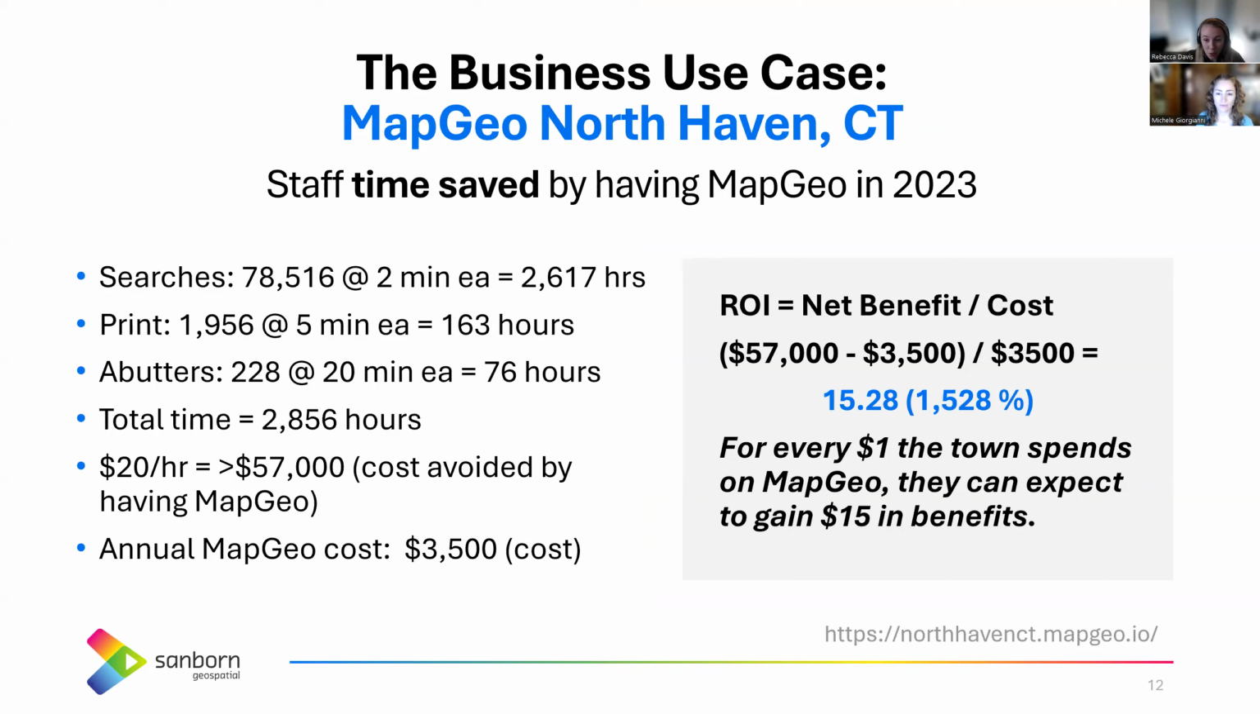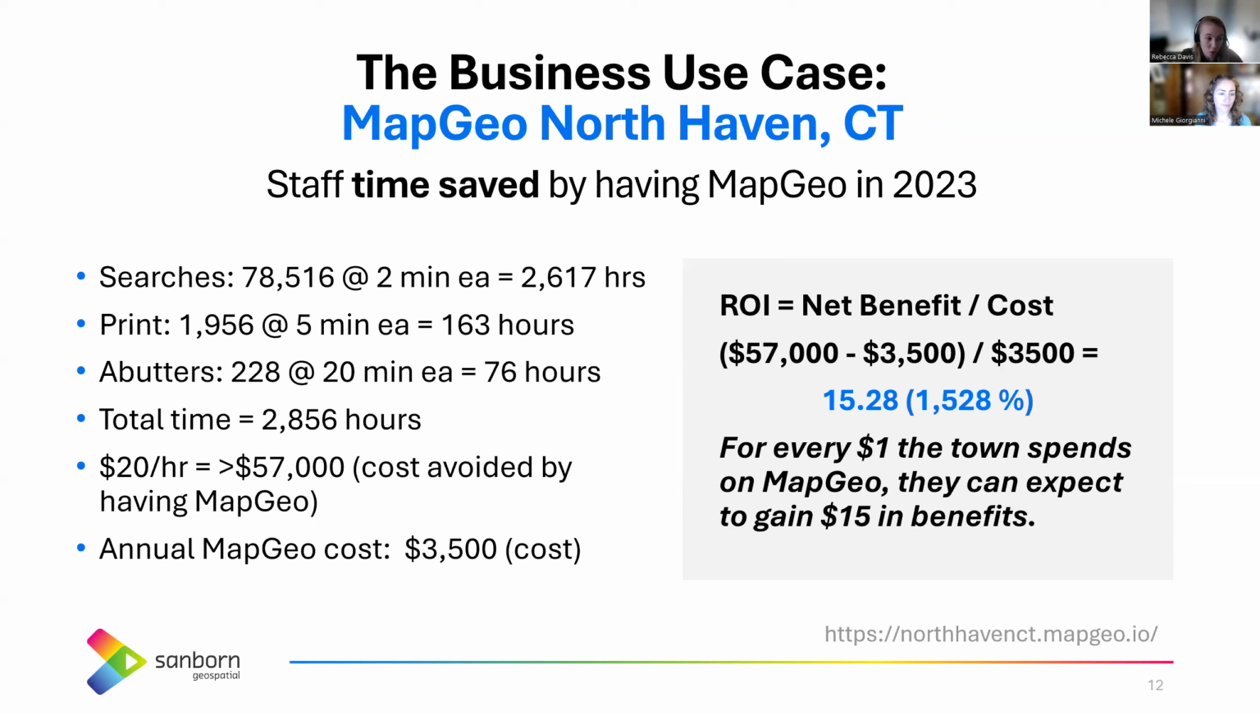We're only looking at 3 very specific activities: searching, printing, and abutters. We're comparing that to if they did not have MapGeo and what those savings would be. That's the number we're going to be looking at. To start off, we made some general assumptions. Searches are very general; any search could be an owner search, a property search, anything like that. We assume it would take somebody at the town 2 minutes to complete without MapGeo, printing 5 minutes each, and creating an abutters list 20 minutes.